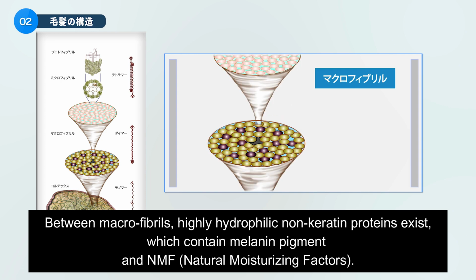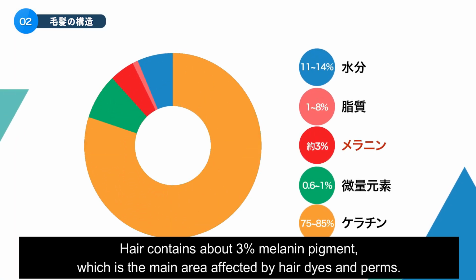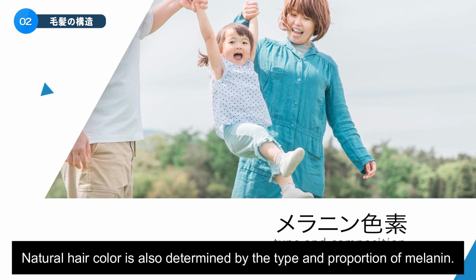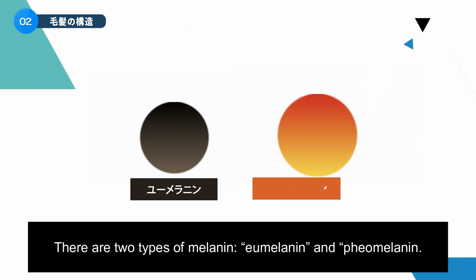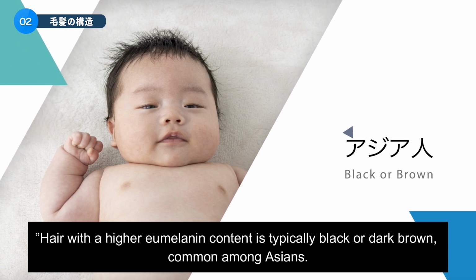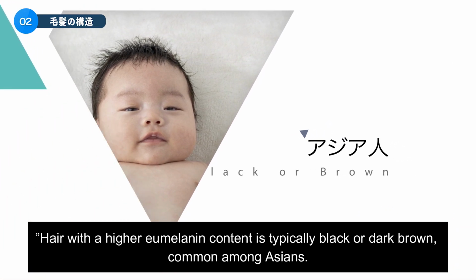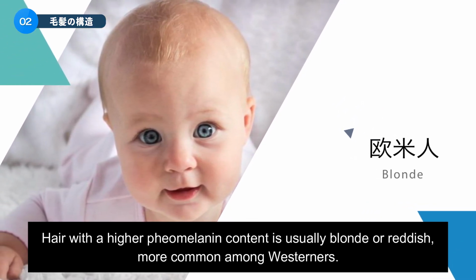Between macrofibrils, highly hydrophilic non-keratin proteins exist, which contain melanin pigment and NMF, natural moisturizing factors. Hair contains about 3% melanin pigment, which is the main area affected by hair dyes and perms. Natural hair color is also determined by the type and proportion of melanin. There are two types of melanin, eumelanin and pheomelanin. Hair with a higher eumelanin content is typically black or dark brown. Common among Asians, hair with a higher pheomelanin content is usually blonde or reddish, more common among Westerners.